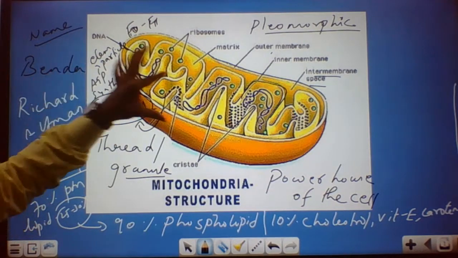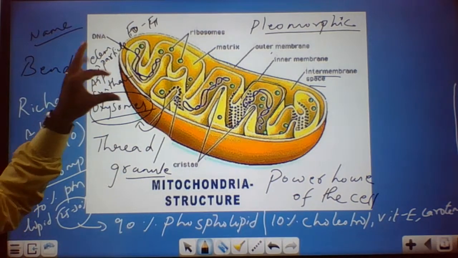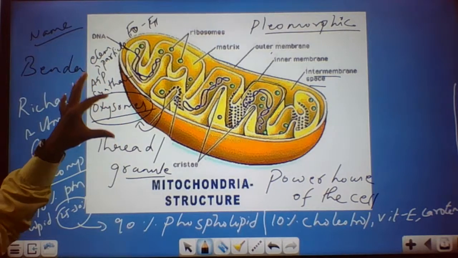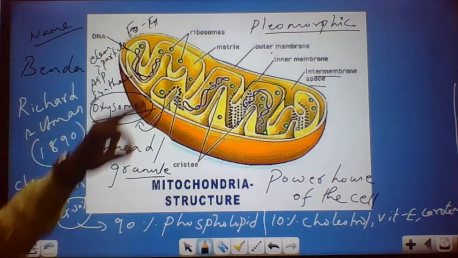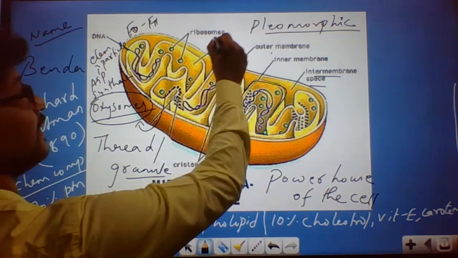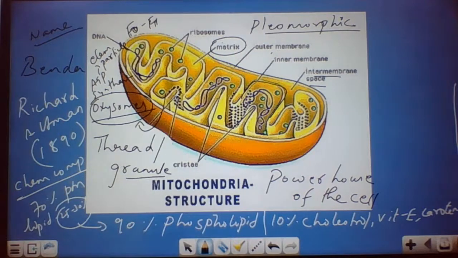So this is what you could see in the cristae region: these substances which we call elementary particles. Coming to the matrix part, it consists of the ribosomes and the mitochondrial DNA.